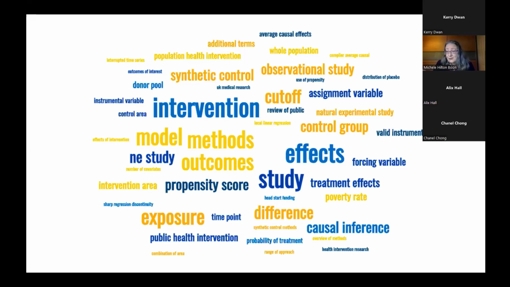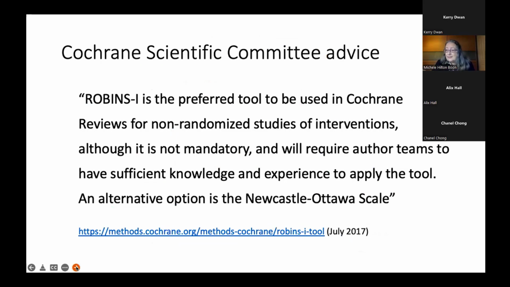Whatever the design, of course, assessment of risk of bias is essential, but it's also challenging because the sources of bias are diverse, the designs can be complex, there's a lack of study registration and often poor reporting in these designs, and there is, of course, the potential for unmeasured confounding in the absence of randomization. So it perhaps follows that there is a wide variety of risk of bias tools for non-randomized studies.